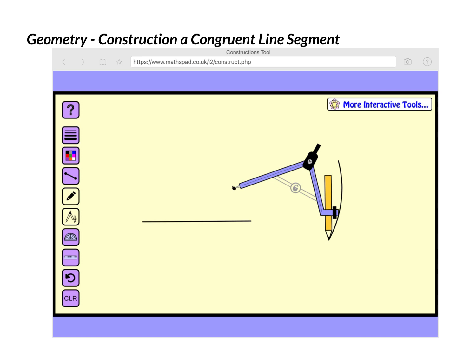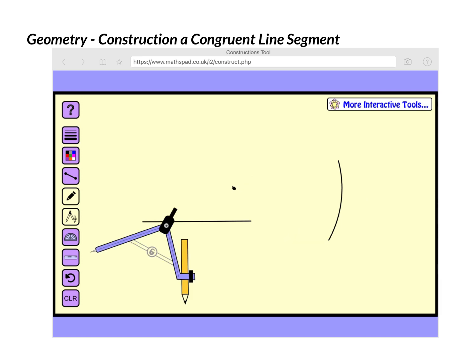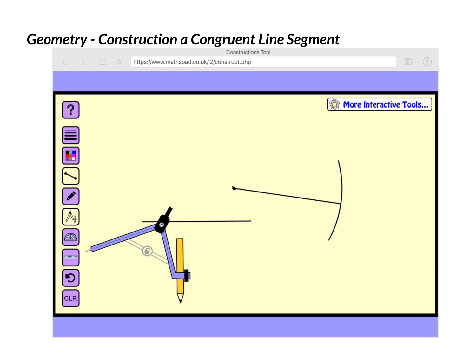I wouldn't even need the whole circle. And then I can move this aside. And I'm going to draw a line that starts at my end point and ends on my arc.